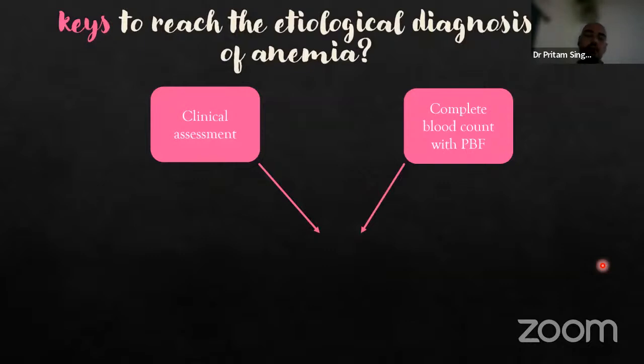Now, if we focus on the keys to reach the etiological diagnosis of anemia, one has to understand that anemia is not a disease per se, rather it is a manifestation of varying forms of systemic disease, which can be either a primary hematological disease or any other systemic disease for that matter. So anemia is not a disease, but it should always instigate the managing physician to explore and dig out what could be the reason behind it.